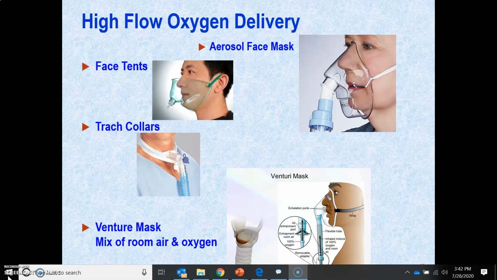And then here you have a tracheostomy or a trach collar. This individual has a tracheostomy. It's in the neck there, and then the collar is what is attached to it. And then you have a Venturi mask, which is a mix of oxygen and room air. The way we do that is there's a dial here that mixes what percent of room air versus what percent of oxygen is going to be delivered.